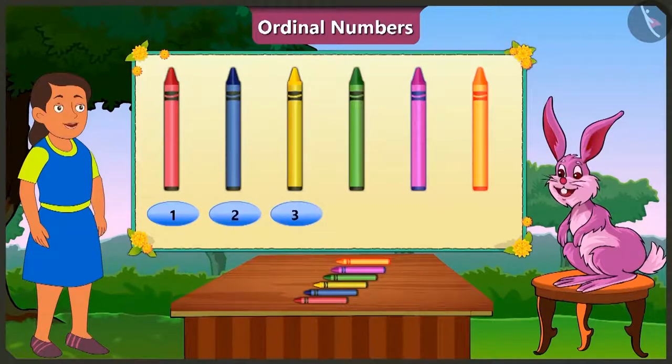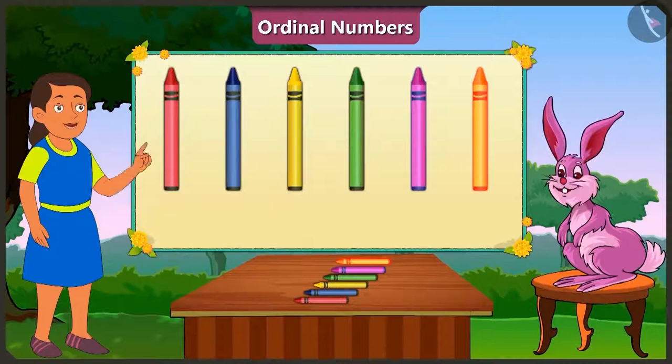Look, Bubbly. There are a total of 6 crayons here. When we need to know the position of something, we don't have to count them. I did not understand, Bunny. Okay, let me explain. Look here.